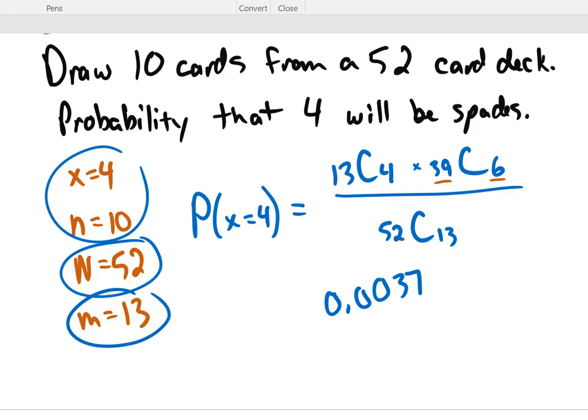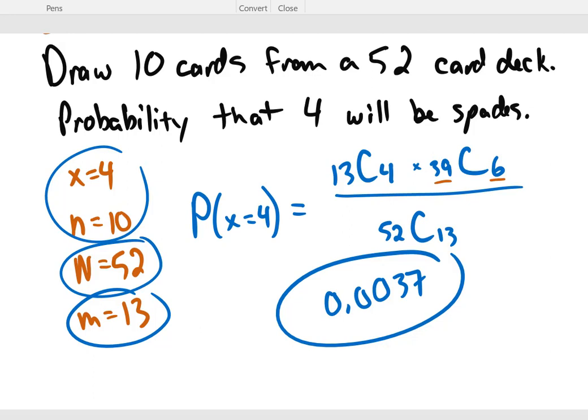So 0.00367, or 37, we're going to call that. So that's less than a 1% chance. It's actually a 0.37% chance that 4 out of those 10 cards will be spades. So that's how the hypergeometric function works.